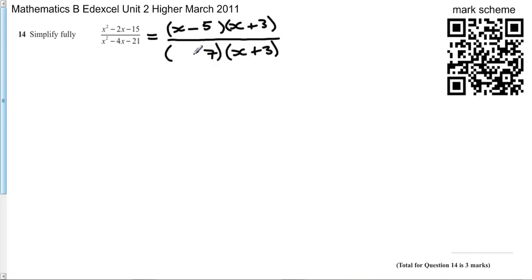There are more negatives than there are positives, and we can factorise again. If we just check, -7 plus 3 is -4, -7 times 3 is -21. Because we've got a common factor on the top and the bottom, we can cancel those out, and that means our final answer is x minus 5 over x minus 7.